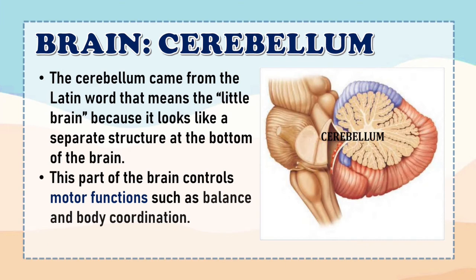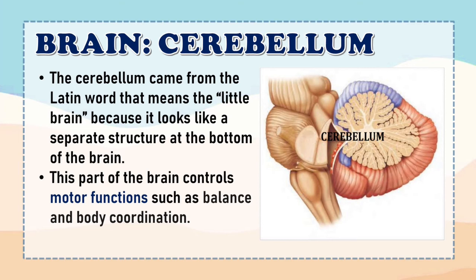Okay, so another part of the brain is the cerebellum. The word cerebellum came from the Latin word that means little brain, because it looks like a separate structure at the bottom of the brain. This part of the brain controls all of the motor functions, such as balance and body coordination. Earlier we talked about the cerebrum. The cerebrum makes up 85% of our brain, while the cerebellum only makes up 10% of our brain size.